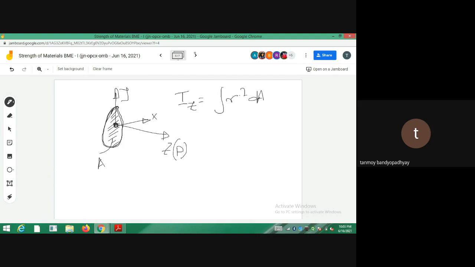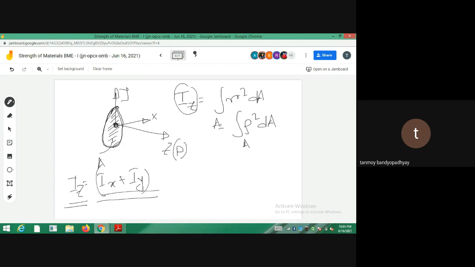Since in this book they have referred to r as rho, you can write it as rho squared dA. This term is Iz. And always, as per the perpendicular axis theorem, Iz should be equal to Ix plus Iy. This one is known as the polar moment of inertia, and these two are the rectangular moments of inertia.